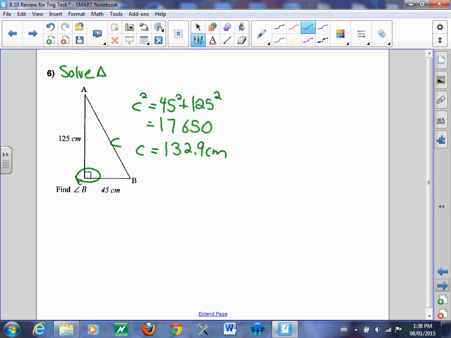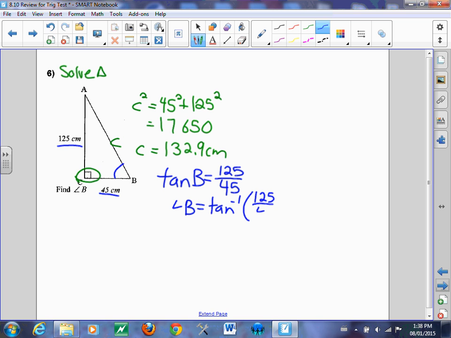And it is. Good. So now we're going to start finding some angles. I'm going to find angle B first. Why? Because I've got the opposite side and the adjacent side, so I can use my tan ratio. Tan of B equals my opposite side, which is 125, divided by my adjacent side, which is 45. To get the angle, you have to do the tan inverse of this relationship. Angle B equals 70 degrees.